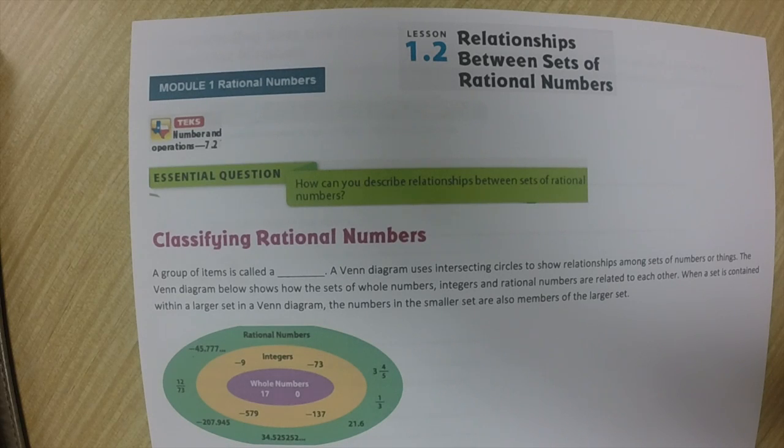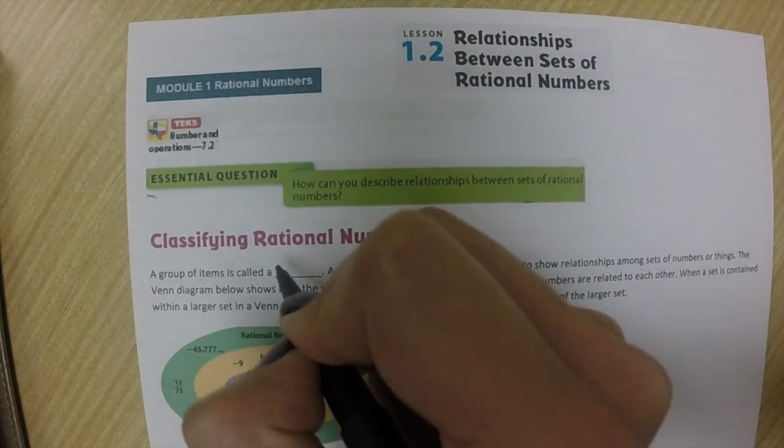Today we're going to be talking about Lesson 1.2, relationships between sets of rational numbers, and how we can describe relationships between sets of rational numbers. A rational number is any number that can be written as a fraction. And when we're talking about classifying rational numbers, we are talking about certain sets of numbers. So a group of items is called a set.